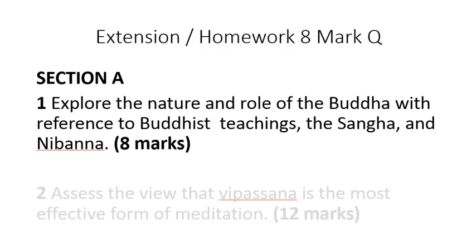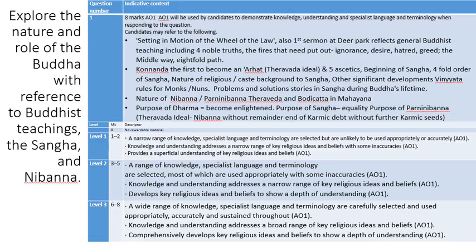So here's the overview of what the assessment criteria would say you would need to do. And this, in the top bit, is the specific indicative content you would include. And I've put in there the typical things. If you were exploring the teaching, all the Buddhist teaching that you need to refer to: setting the wheel of Dharma in motion, the first sermon in the Deer Park, the general Buddhist teaching that it includes in terms of the Four Noble Truths, the fires that need to be put out, ignorance, desire, hatred, greed, etc., the middle way, the Eightfold Path.